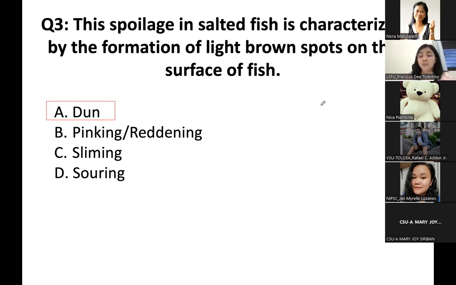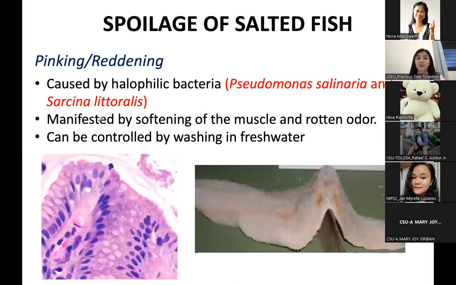Kasi pag nakita nyo itong si light brown spots, okay, si done na yan. Done. Okay? Tandaan nyo. Now, for pinking and reddening naman, literal siya na parang nagkukulay pink. I am looking sa internet ng parang pinkish, reddish na surface. Pero yan na siya. Ito na yung pinaka-best picture na makita ko.